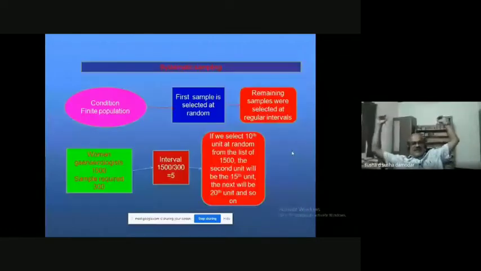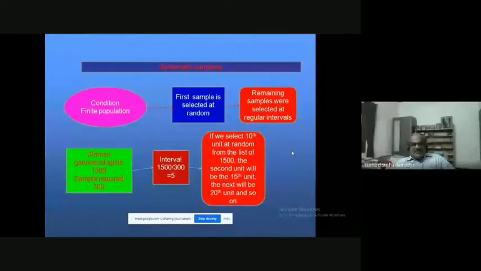In the case of systematic sampling, the condition is that the population is finite or known to the researcher. The first sample is selected at random. The remaining samples are selected at regular intervals. So for instance, women gynecologists working in Kerala number 1,500. Our sample size is determined to be 300. That means 300 women gynecologists have been selected from the population of 1,500. What is the interval here? The interval is 1,500 divided by 300, so the interval is 5.